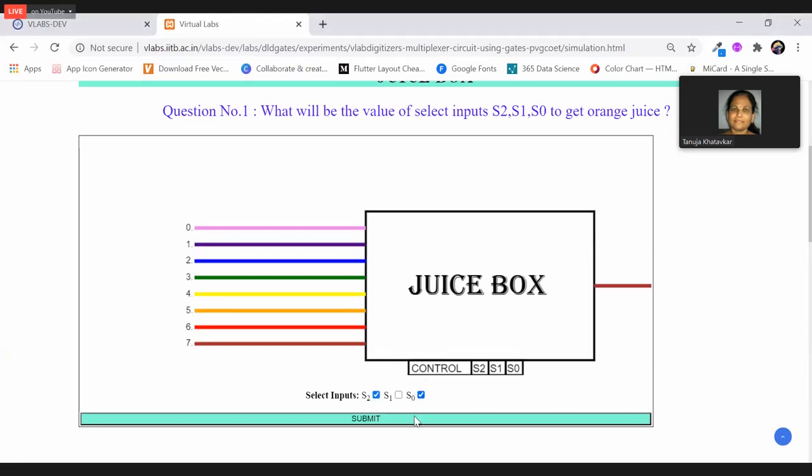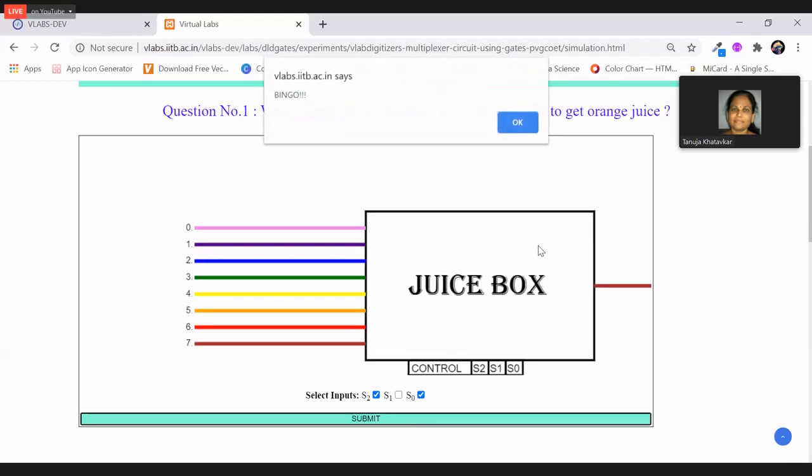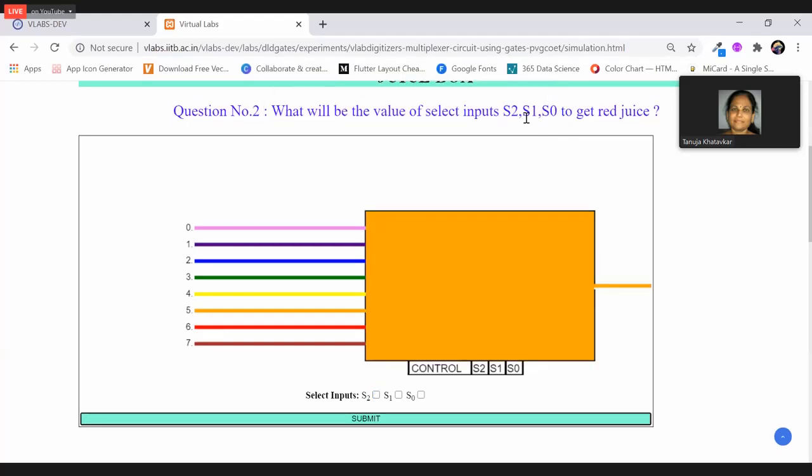If he has understood the function table, he'll be in a position to answer. Bingo. She's given the right answer. So it gives a message saying bingo. So that's again a motivation. And it says, please read the next question. So these interactions happen and keep the student occupied, engaging the student throughout the experiment.